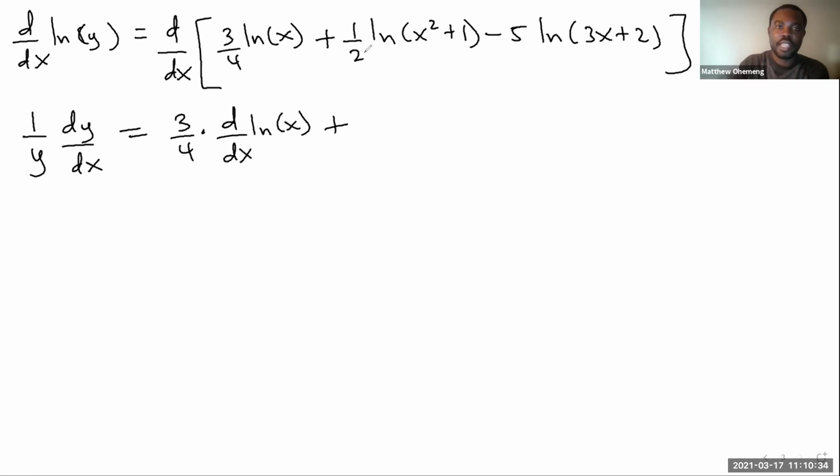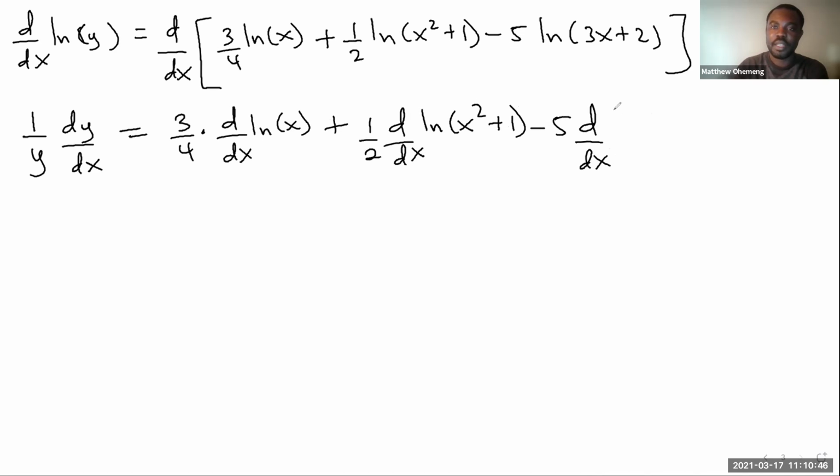For the second piece too, this is a constant. So by the constant multiple rule, pull it out and do d over dx of ln of x squared plus 1. And then for this one too, you have minus 5 here. So pull that one out by the constant multiple rule and do d over dx of ln of 3x plus 2, right? And then still, I have 1 over y here, and I have dy over dx equal to.